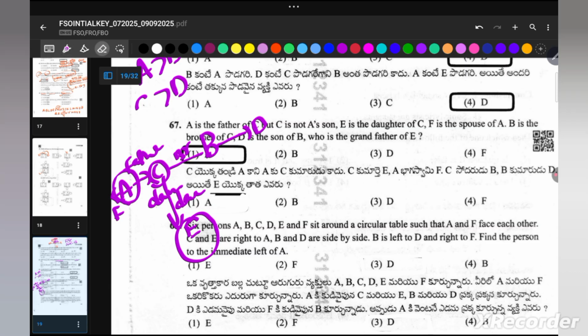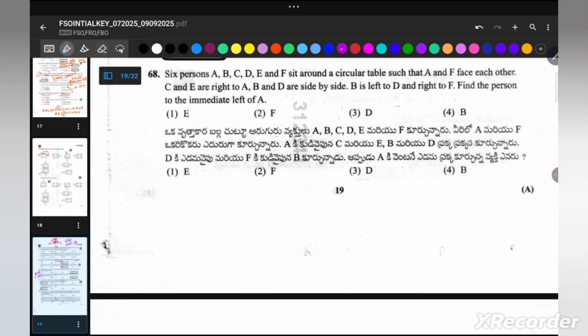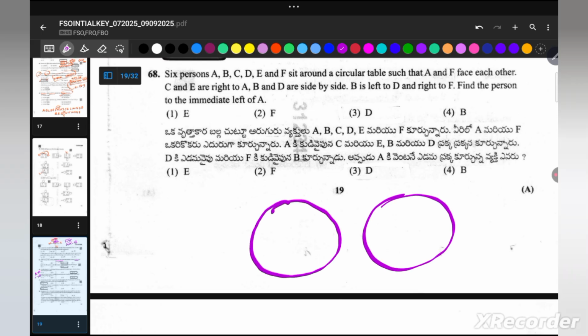If you closely observe this flow chart. Next. 6 persons A, B, C, D, E and F sit around a circular table such that A and F face each other. C and E are right to A. Let us draw the circles. A, B, C, D, E, F. 1, 2, 3, 4, 5, 6. Okay.